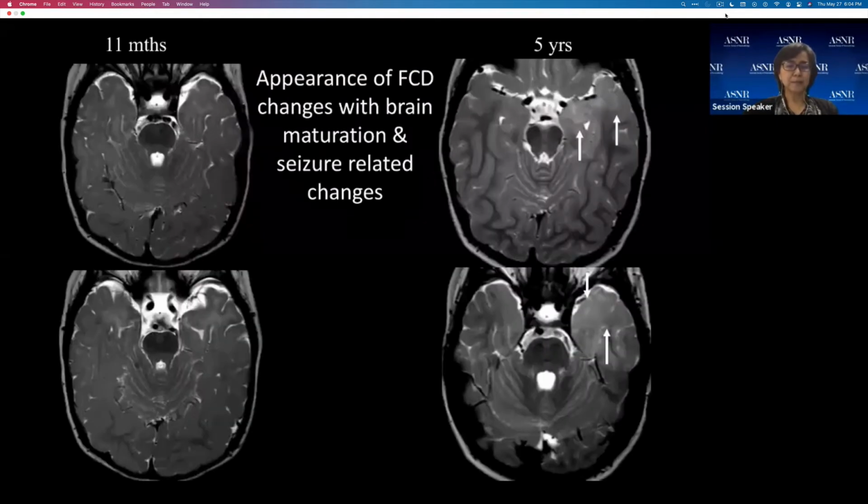In this example of left temporal lobe epilepsy, initial imaging at 11 months of age was normal. With brain maturation and with seizure-related changes, there is increased T2 signal in the left anterior temporal white matter as well as in the left amygdala on repeat imaging at 5 years of age.